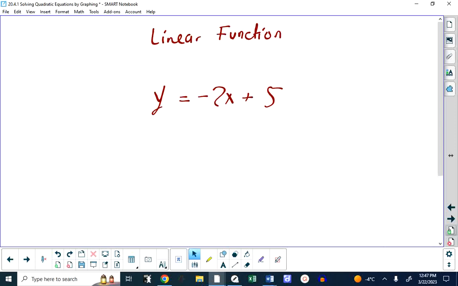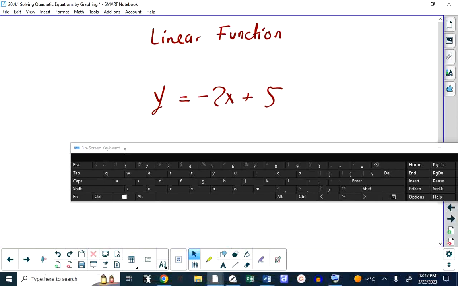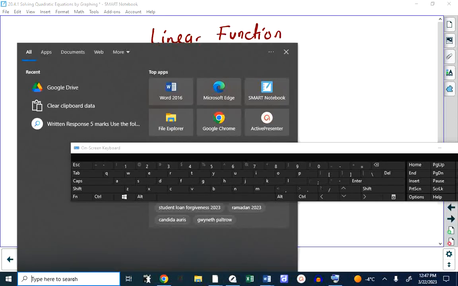And if you give me a minute, I have to bring something back. I've lost a program that should be running in the background.